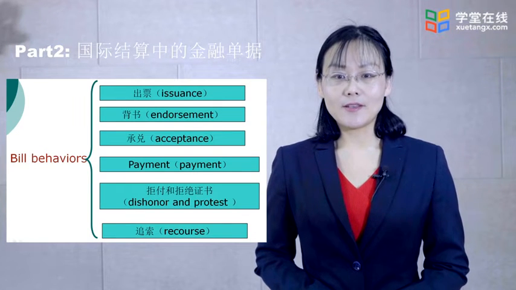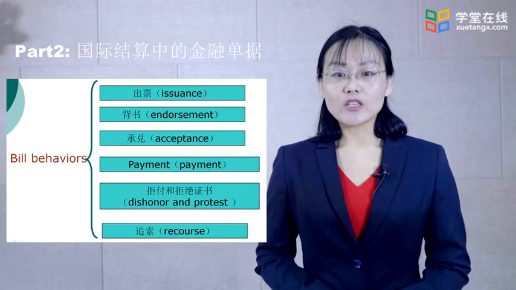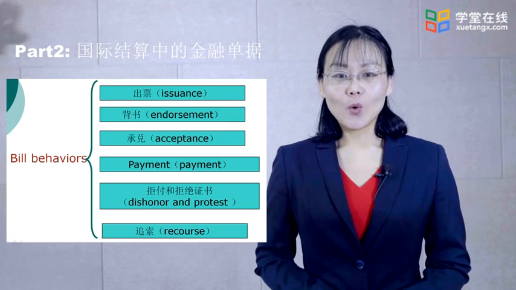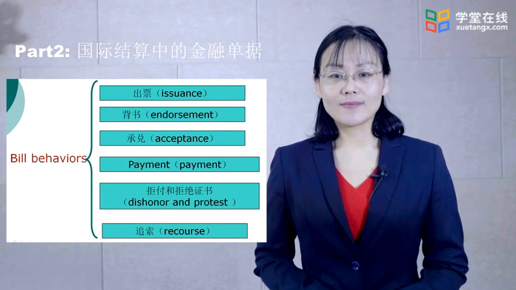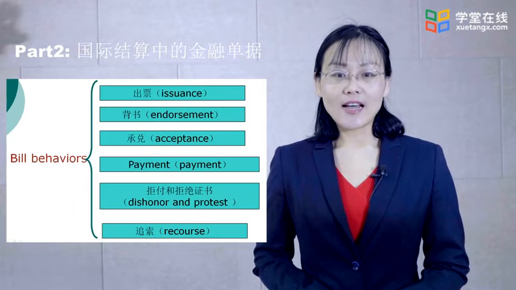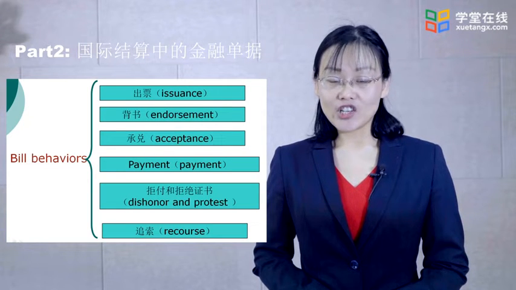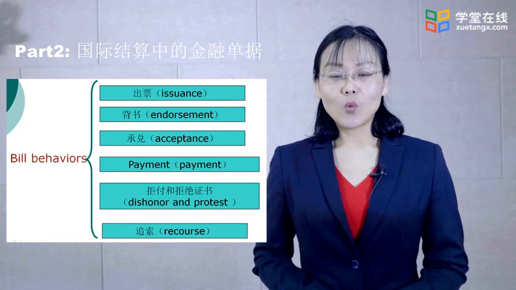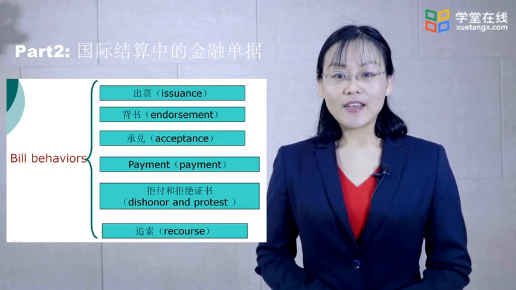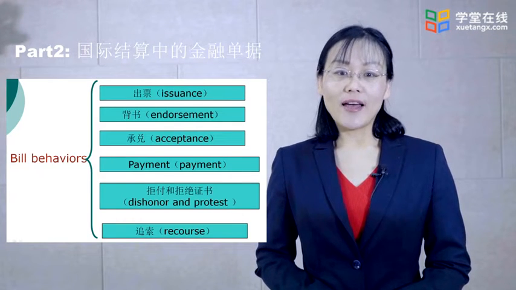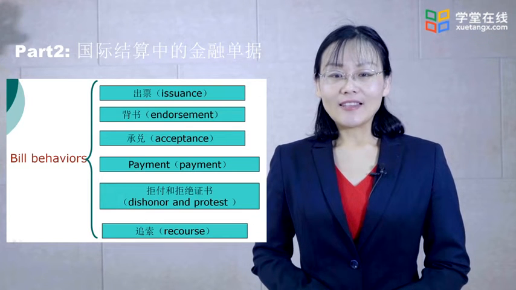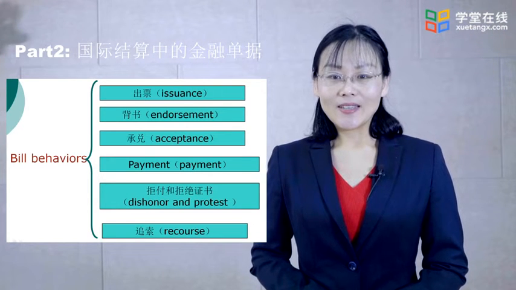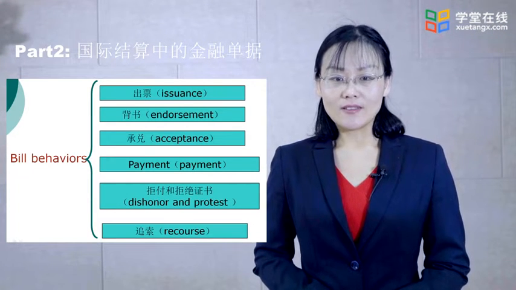The second type is restrictive endorsement, which prohibits further transfer of the draft. The third type is indicative endorsement, which specifies paying to the order of an endorsee. A draft with an indicative endorsement can be further endorsed to any other person.